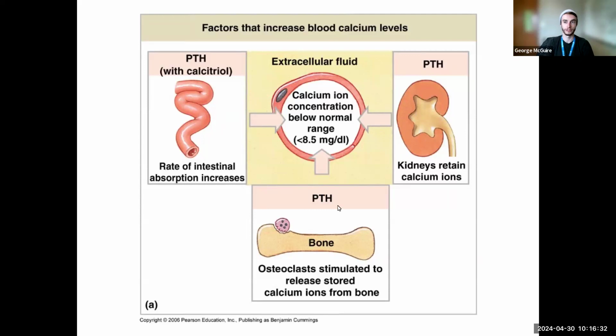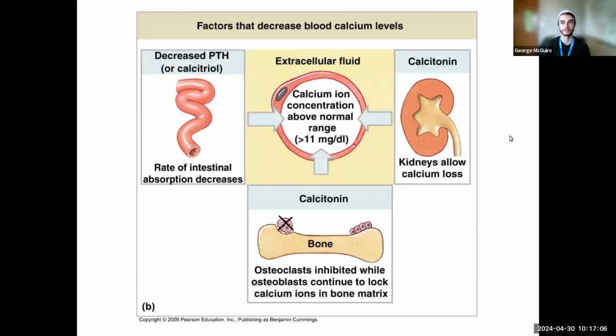So parathyroid hormone is going to help get more calcium by acting on all three of these, and then vitamin D assists parathyroid hormone with that digestive function. So again, increasing absorption from our digestive system, retaining calcium, so not excreting it as waste, and then increasing osteoclast activity to help break apart our bones. And that all is stimulated by this 8.5 milligram per deciliter concentration. Typically, if our calcium concentration gets below that in our blood, all three of these are going to activate.